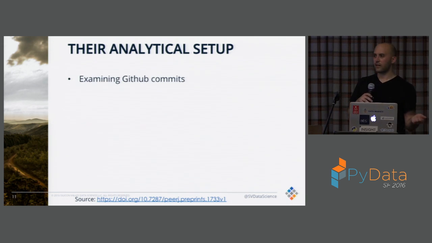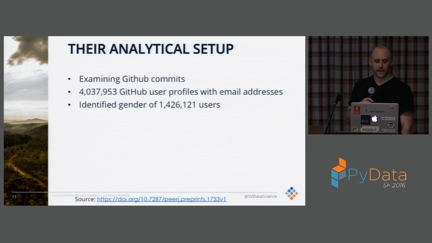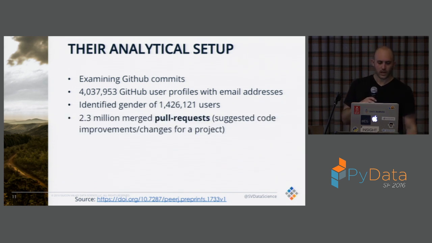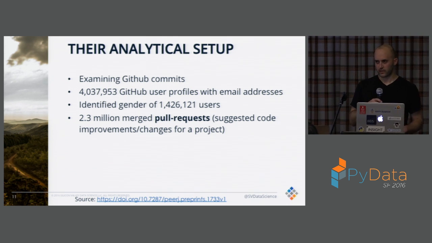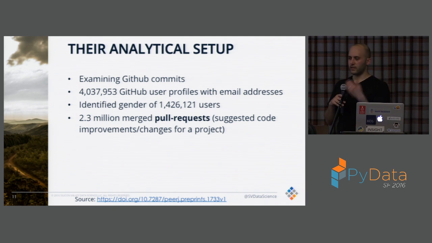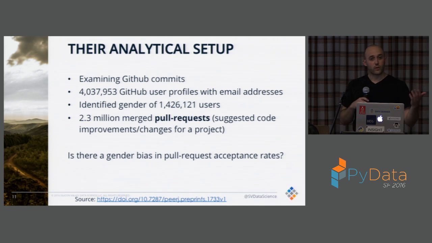They're examining GitHub commits. They had over 4 million GitHub profiles with users and email addresses. They identified the gender of over 1.4 million of these users. They also had access to 2.3 million merged pull requests. Now, if you're not familiar with what pull requests are, you basically suggest code improvements or additions to some project, and if it's accepted, then it's a merged pull request. And the research question is relatively well defined. Is there a gender bias in pull request acceptance rates?